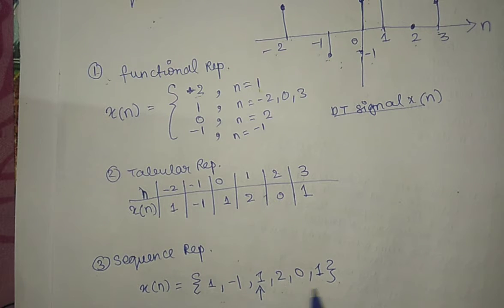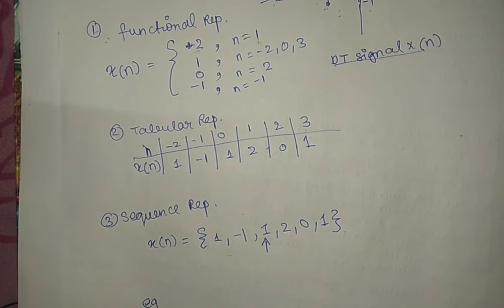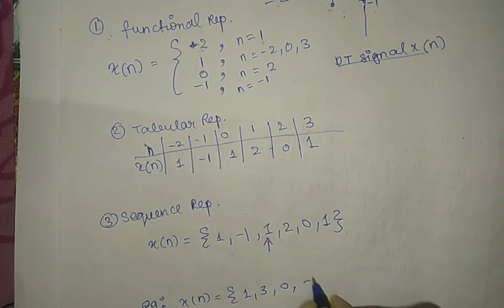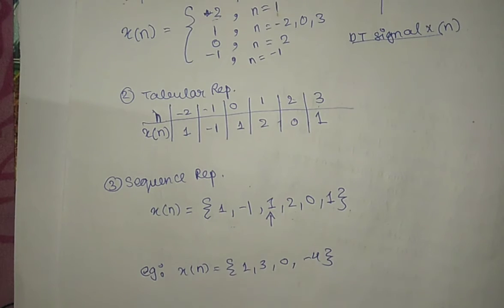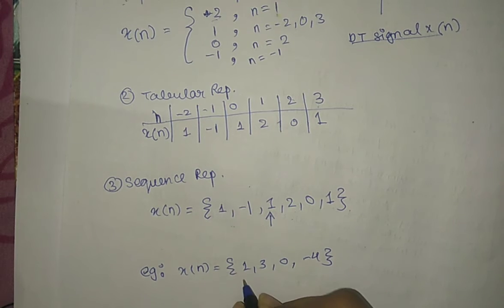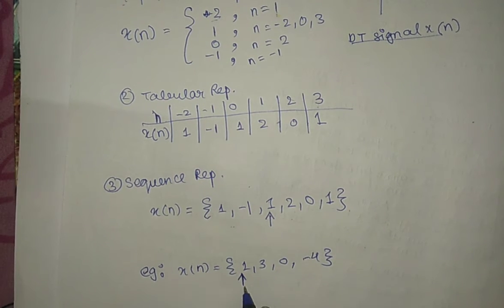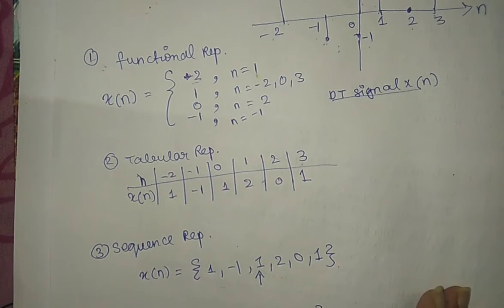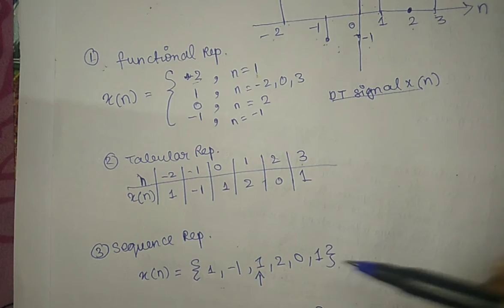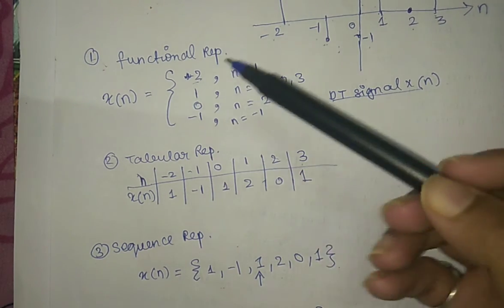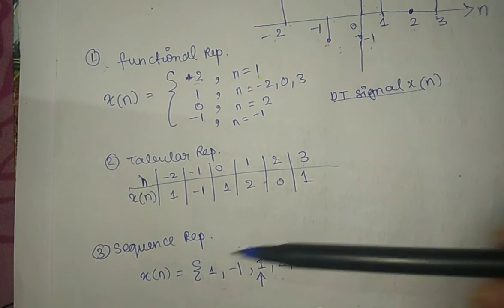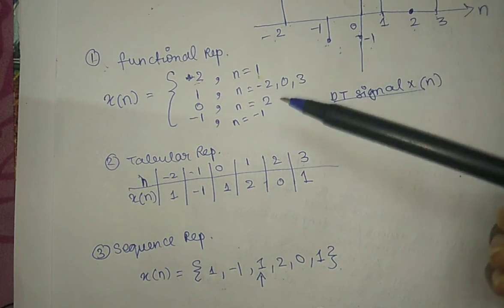So these are the following points. If the arrow is not present, for example, suppose x of n equals 1, 3, 0, -4 and the arrow is not given, then we take the first sample as the default 0th point. So this is the 0th point, this is first, second, and third, and so it goes on. Now coming back, all of these are interconvertible. We can use the functional representation to plot a graph, or to convert into tabular form or sequence representation, and it follows for all three.